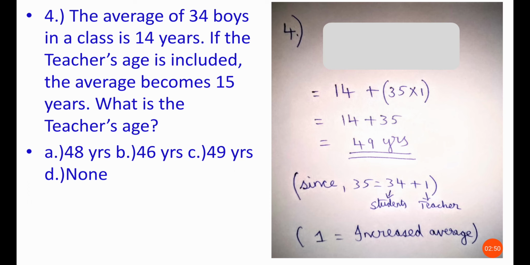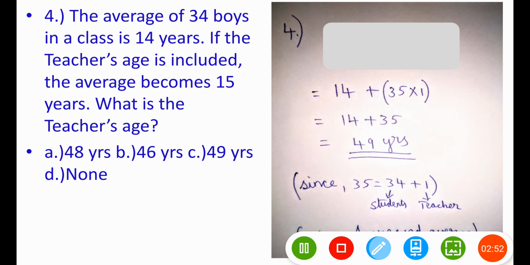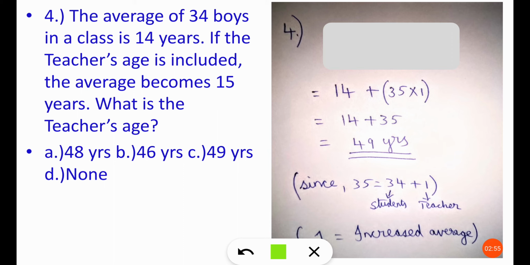The average of 34 boys in a class is 14 years. If the teacher's age is included, the average becomes 15 years. What is the teacher's age? Here the average of 34 boys is 14 years. That means each and every boy will be having 14 years according to the concept of equality.